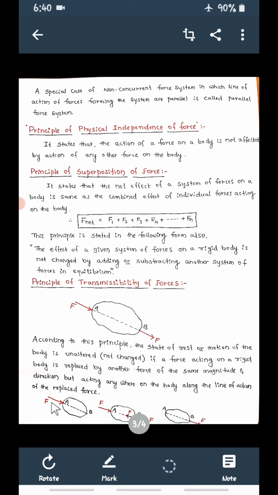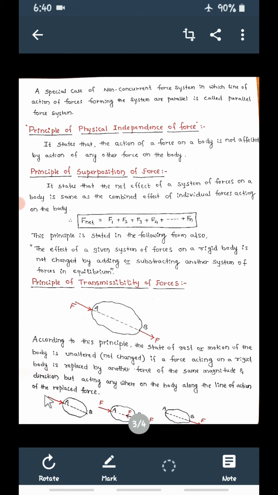Initially we have started the force F at point A. Now, where is the force now in this sketch? Force F at B, right? And observe the magnitude. This is also F, this is also F, same magnitude, right?